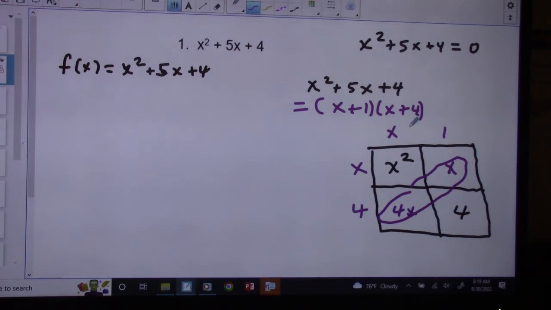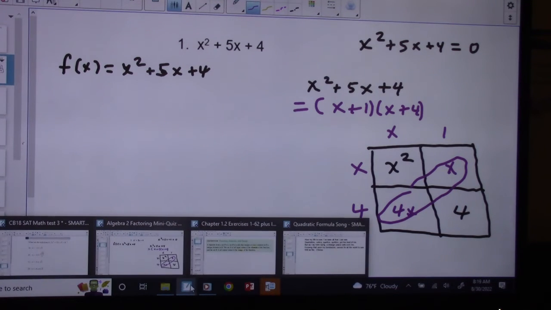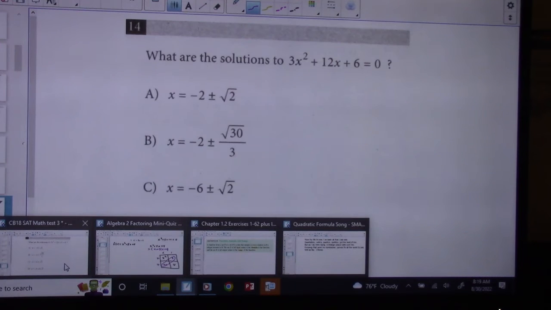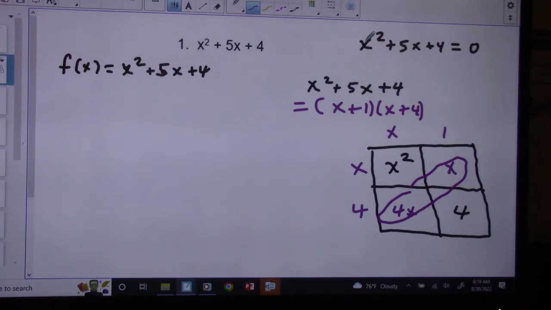Okay. So that's kind of how you look at it. If you lay it out in a box like that, most of these you can do somewhat that way. All right. Now, another thing you look for, like our SAT problem of the day, is greatest common factors. On the SAT problem of the day, this one right here, we factored out a 3 first. Remember that? So look for that, because that's another thing you look to do.